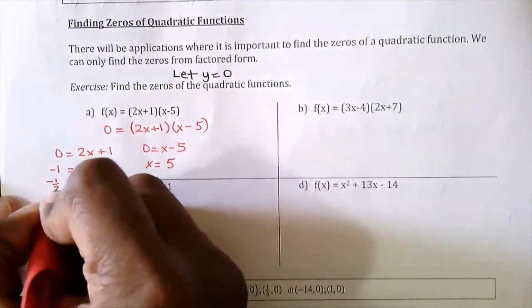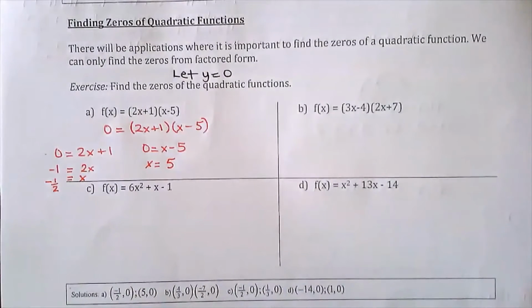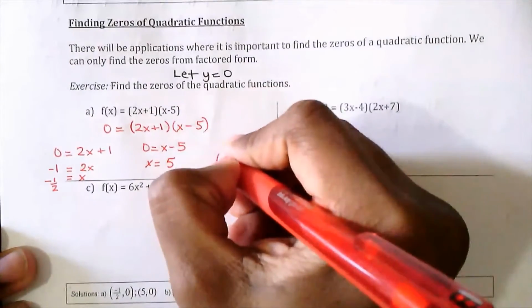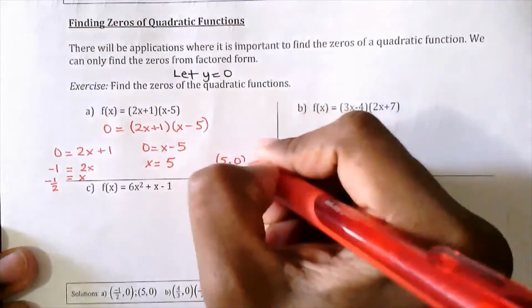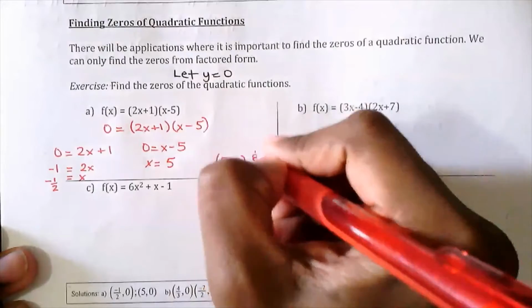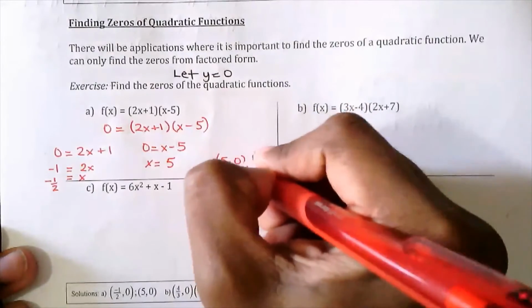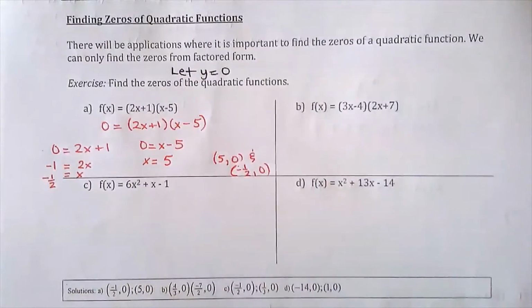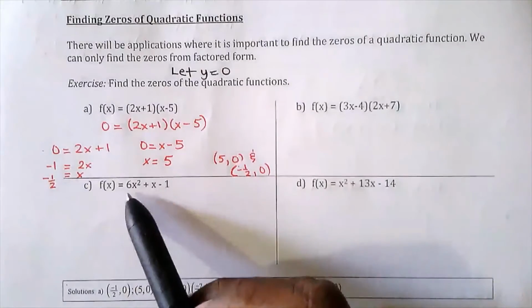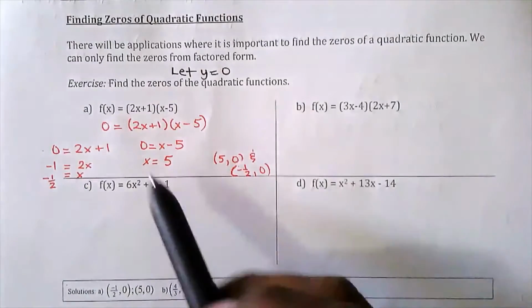And we have negative 1 over 2 here when I divide it by 2. Again, don't forget, these are just the x coordinates. When you're asked to find the zeros, I need a point. So your x-intercepts are (5, 0) and (negative half, 0).